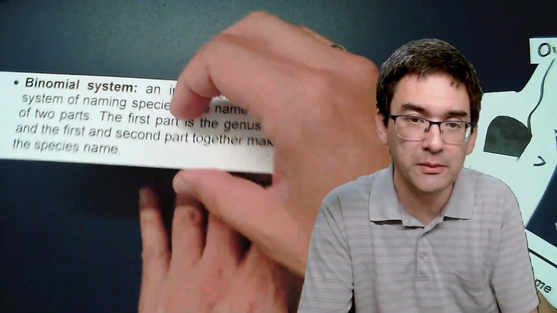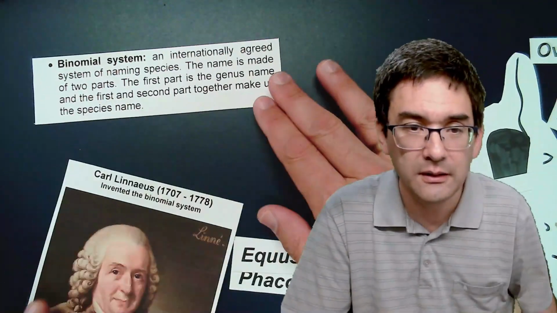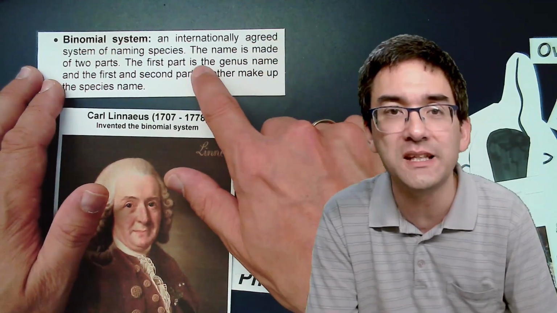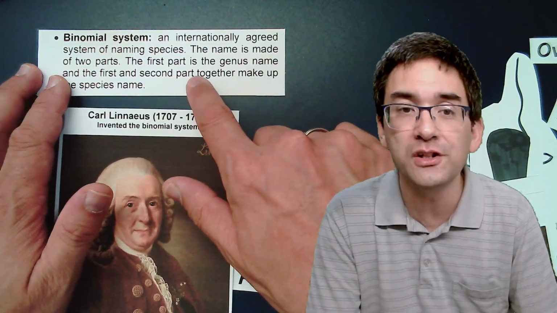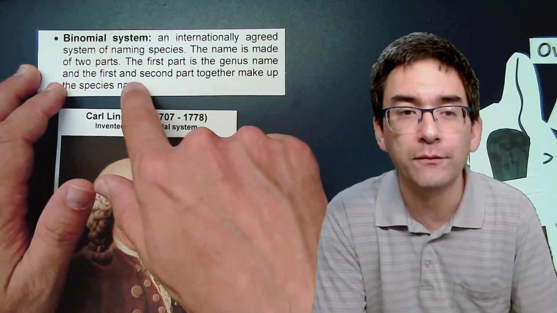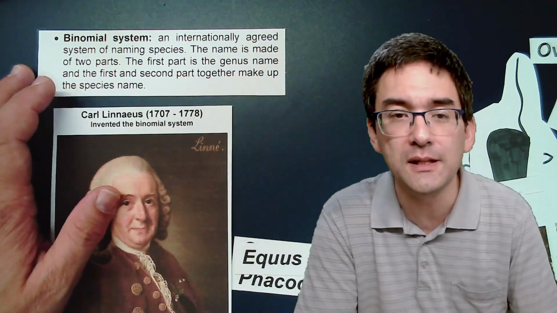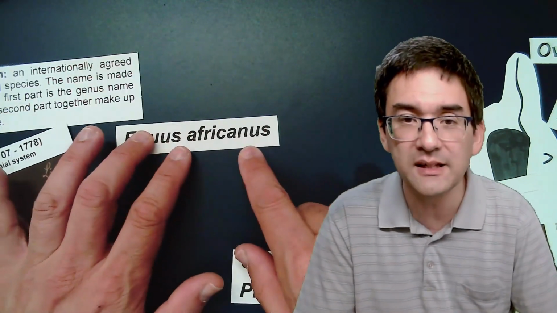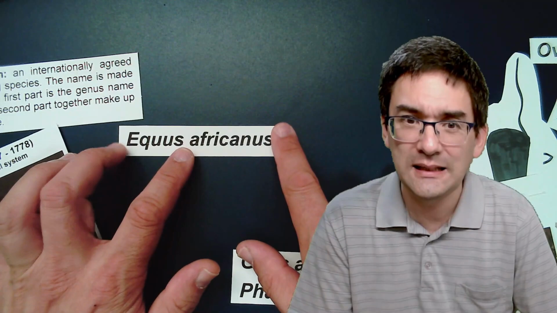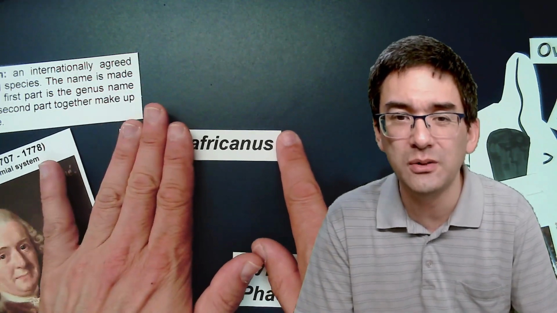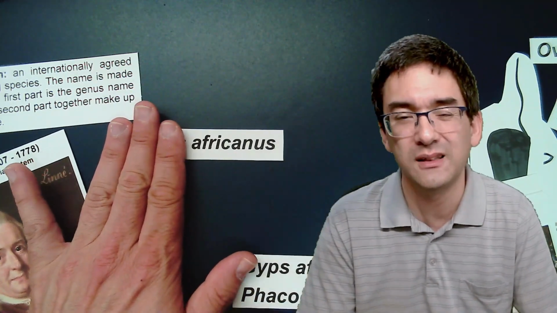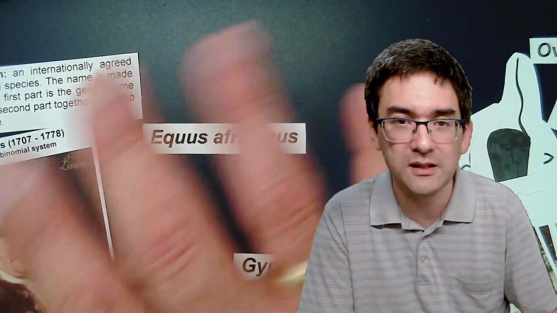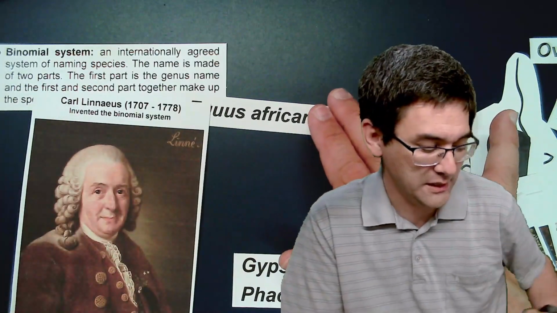What do I have over here? The binomial system. It's also very important. That's the system Linné invented. The binomial system is an internationally agreed system of naming species. The name is made up of two parts. The first part is the genus name, and the first and the second part together make up the species name. I know that in some books they say the second part is the name of the species. No, you shouldn't say it like that. You cannot say the species is Africanus. That doesn't exist. You have to use the genus name as well. It's sometimes not always properly explained.